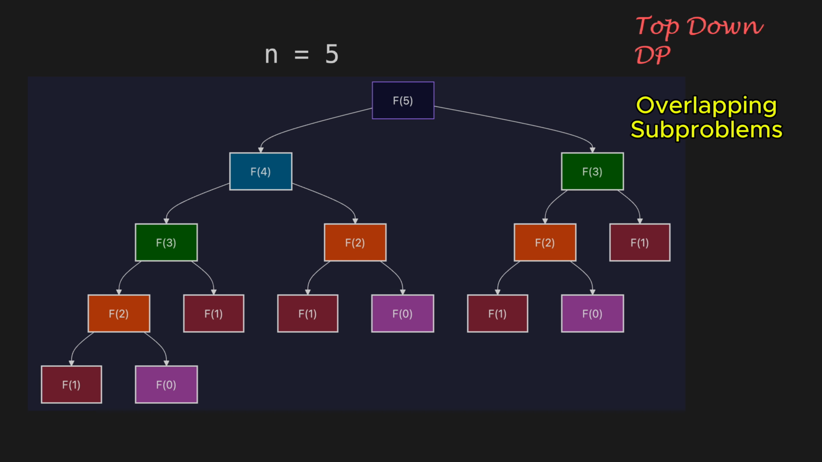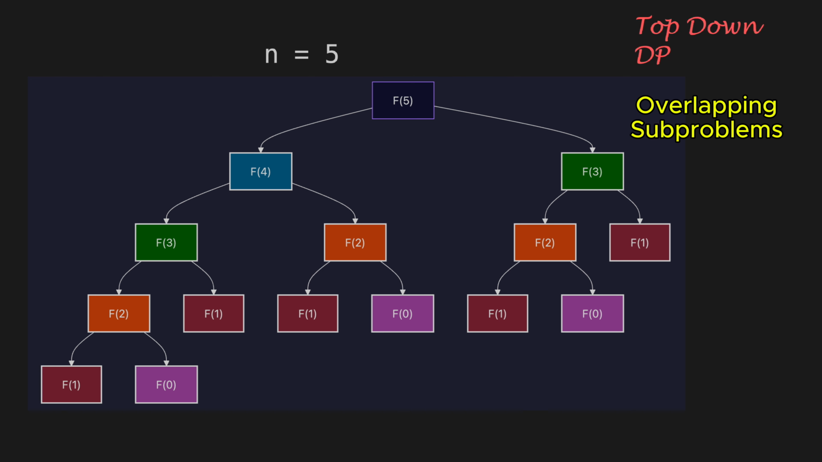These are called overlapping subproblems, which occur when the problem can be broken down into smaller subproblems that are used multiple times throughout computation. Here, each result, such as f of 3 or f of 2, is needed multiple times during computation of higher level Fibonacci numbers, like f of 5.